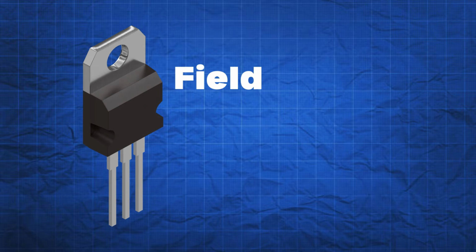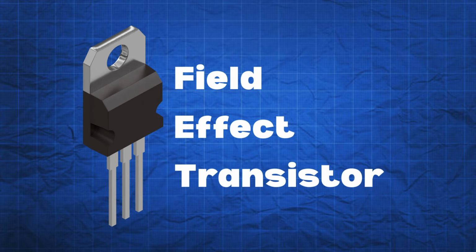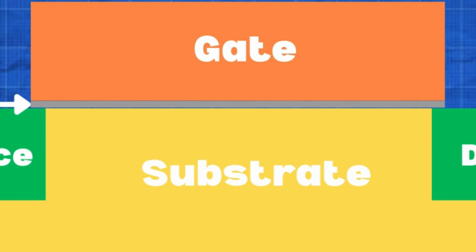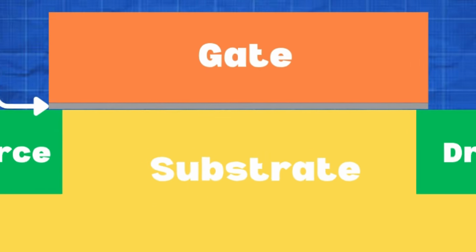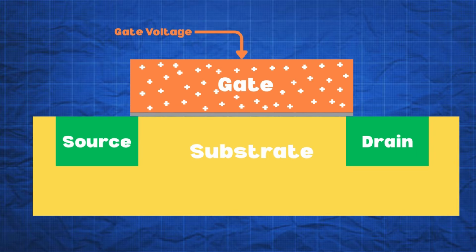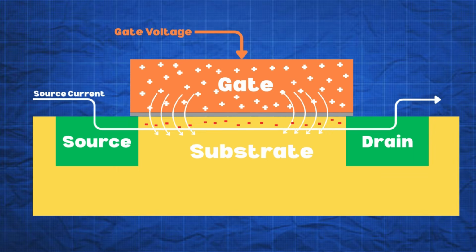MOSFETs are a type of field effect transistor. Now, to understand why it's called this, take a look at this diagram. As you can see, between the gate and the substrate, there is a thin oxide layer. This layer acts as a barrier insulating the gate from the source and the drain. When a voltage is applied at the gate, this creates an electric field across the oxide layer. This electric field attracts or repels the corresponding charges in the gate, controlling the flow of current between the source and the drain.